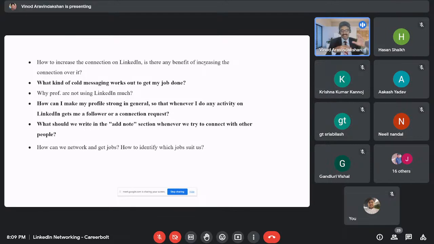But the idea is, when you look at the job description and you identify the skills, ask yourself, do I have those skills? If you don't have the skills, you probably cannot apply for those jobs. If you have the skills, then you can definitely network, find a referral, and then apply for the job. Never ever apply directly for the job on the website.